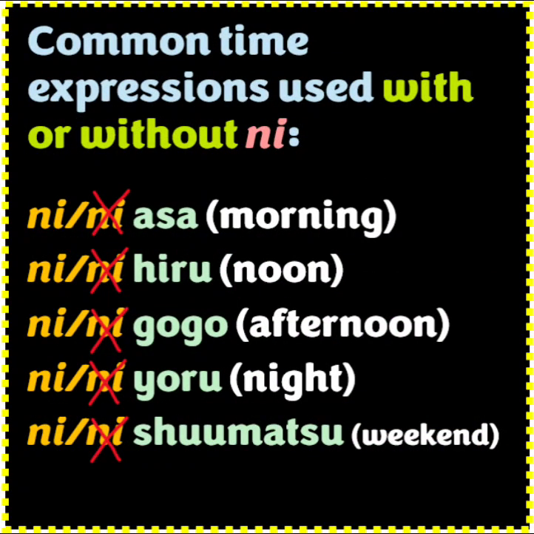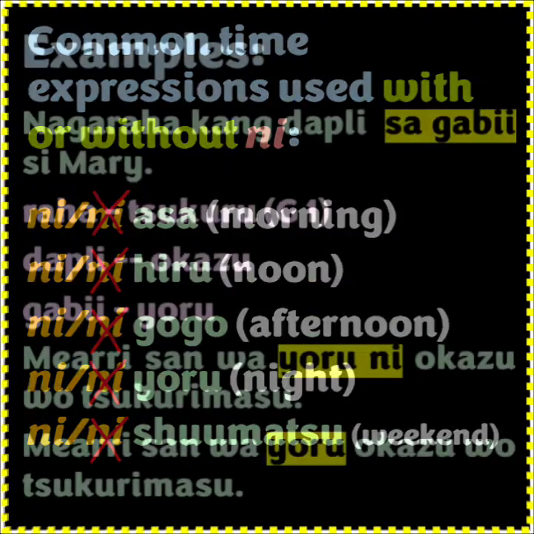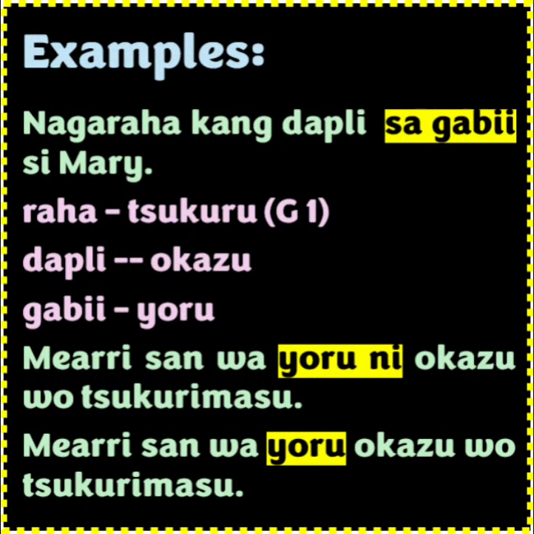So here's the list of the most common time expressions that we may or may not use with the time marker ni. Asa, hiru, gogo, yoru, shumatsu. Let's take a look at the examples. Nagaraha kang dapli sa gabi si Mary. Raha is tsukuru, a group 1 verb. Dapli, okazu. Gabi, yoru. So the translation would be Mary-san wa yoru ni okazu wo tsukurimasu.